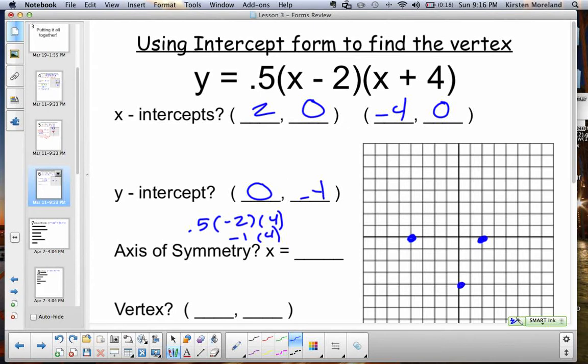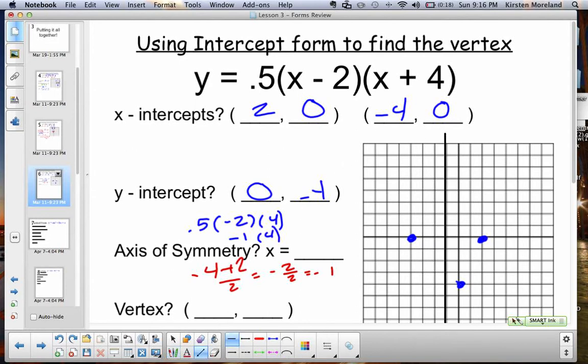2, 3, 4. Axis of symmetry is directly between those. So directly between negative 4 and positive 2 is, let's see, negative 2 divided by 2, negative 1. And again, I would just use my fingers and point to the middle. So I'm going to draw the line at negative 1, and that's my axis of symmetry. And you can check it's 1, 2, 3 away on this side, 1, 2, 3 away on this side.